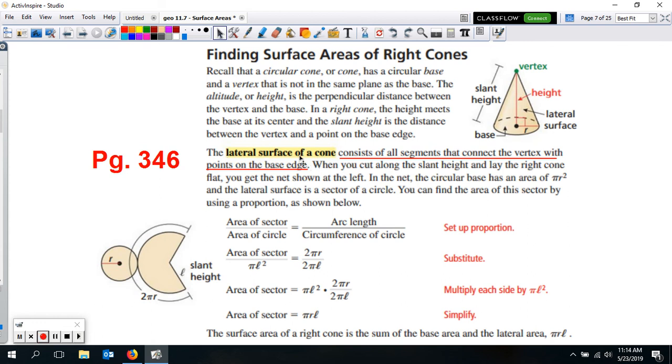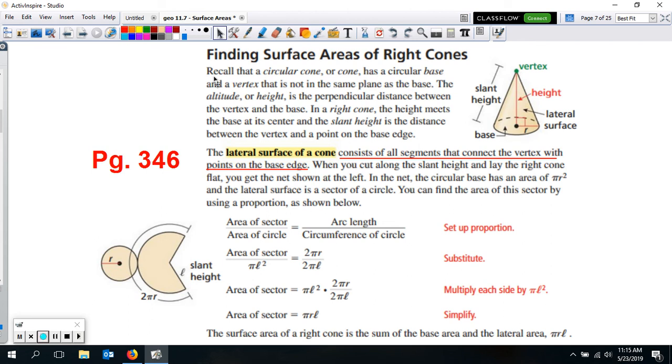The lateral surface of a cone consists of all segments that connect the vertex with the points on the base edge. So if here's our cone, our base edge is this circle, all of the segments, and that's a lot of segments all the way around. Basically, it's the whole surface of this cone part here. That's what we're talking about with the lateral surface of the cone.